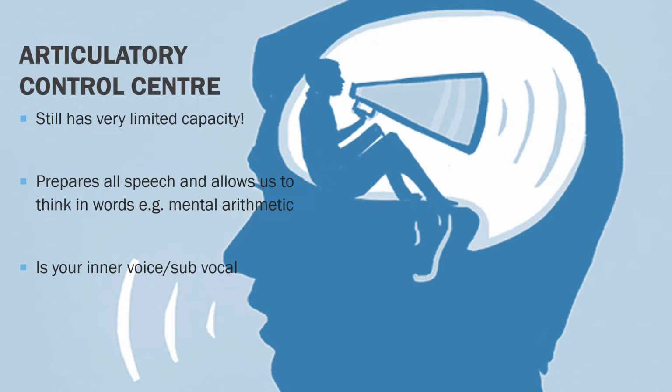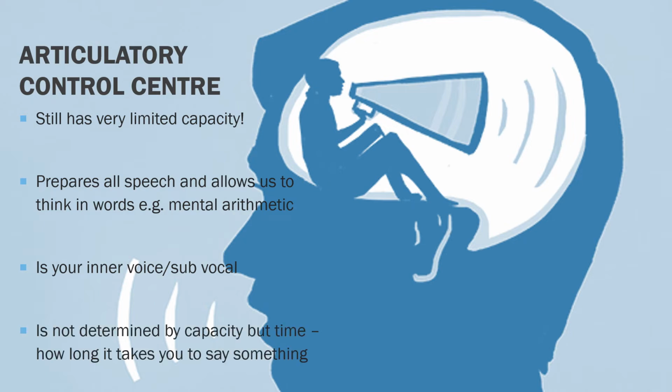What you can hear thinking in your head, this is the part of the working memory. It is determined not by capacity, but time. So it's how long it takes you to say something out loud. That's how much capacity the articulatory control centre has. So it's a little bit different in those respects.